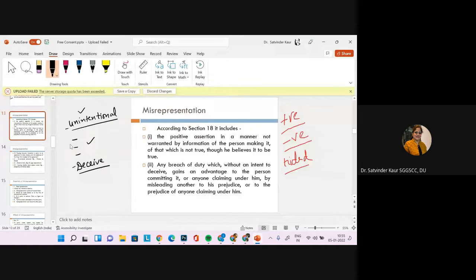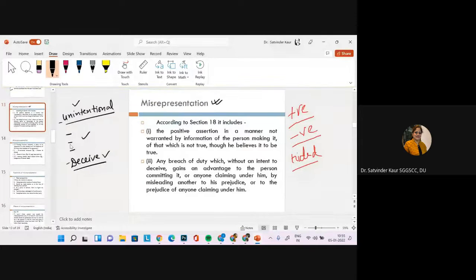But the reason is that the person himself was not aware of the falsehood of the statement, as well as the person himself has not bothered to check the authenticity or the truth of a particular statement. But again, the intention is not to deceive the other party. Wherever the consent is affected by misrepresentation, the contract is voidable at the option of the party whose consent has been so affected.